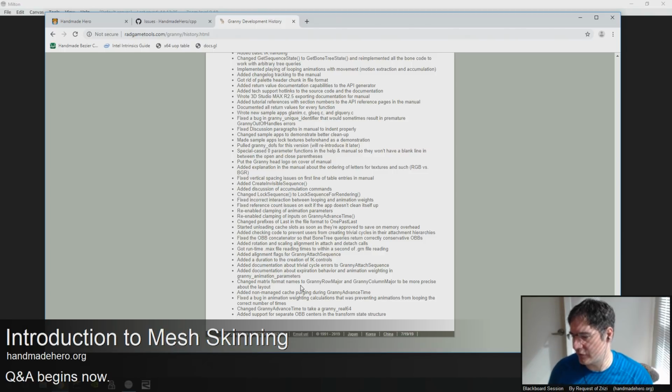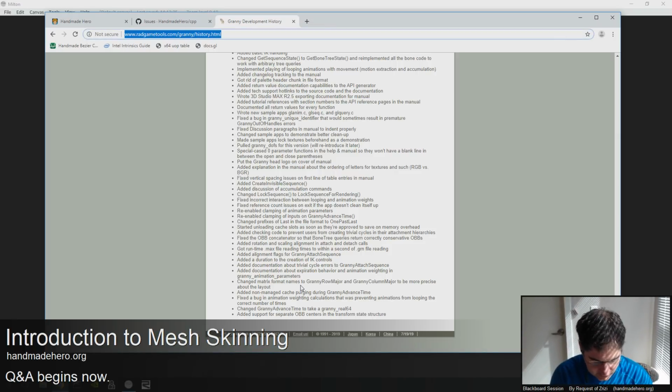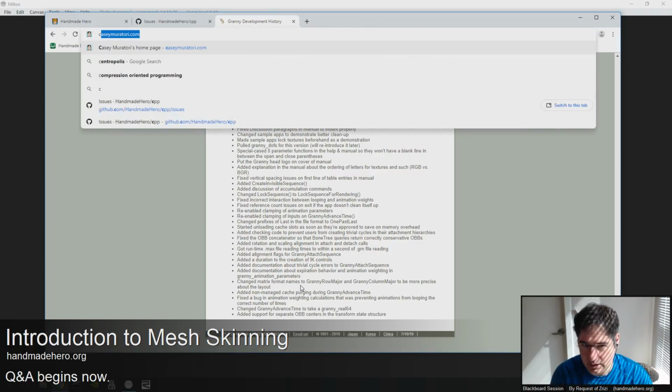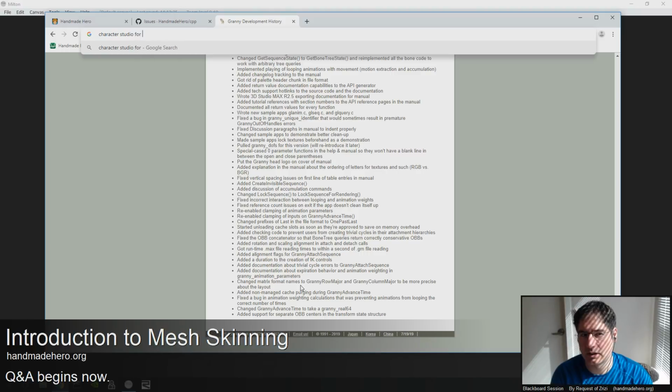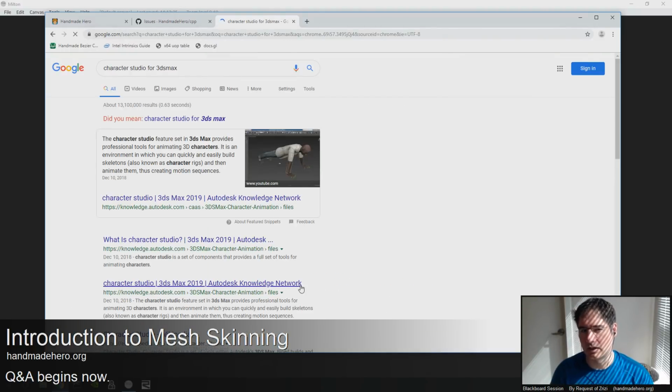Would Bezier curve work for the fatty part of the arm? Probably be terrible. Bezier curves don't work well, but they have been tried. There was a package called, I think it was called Character Studio.